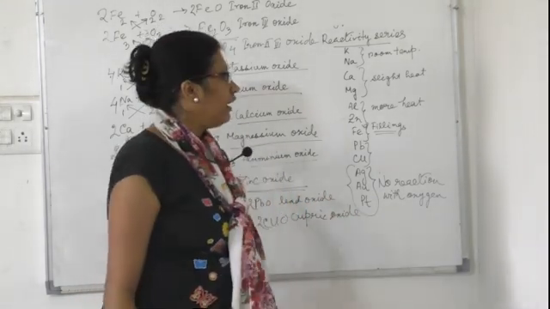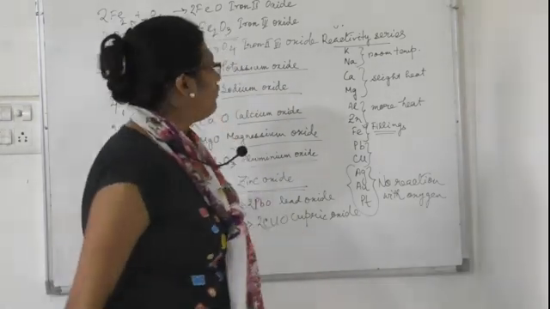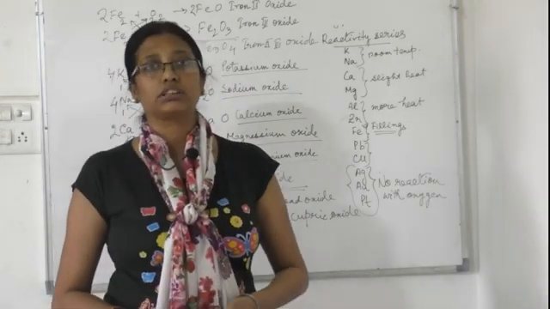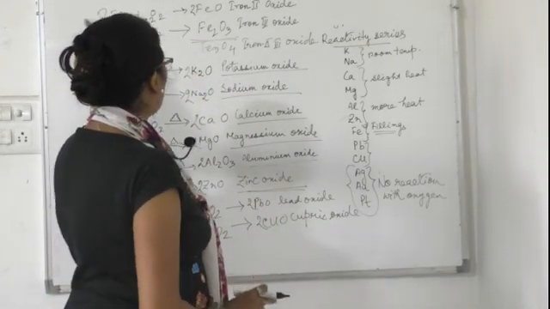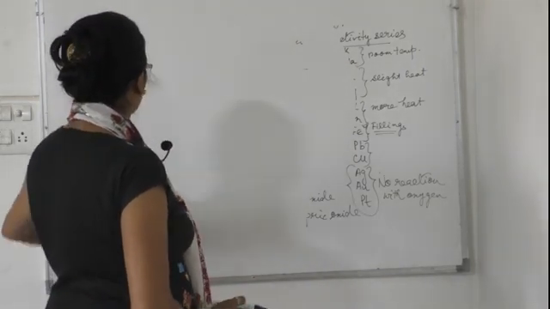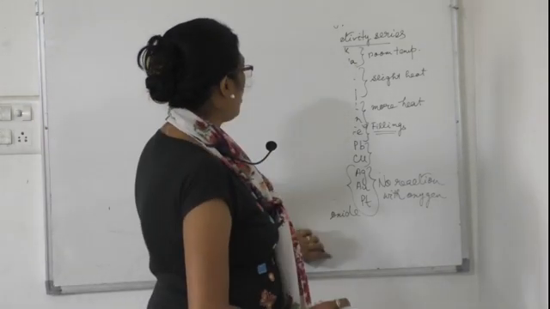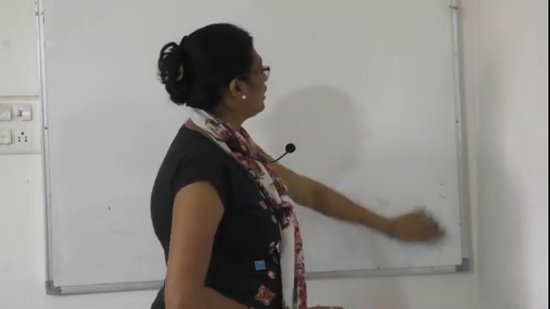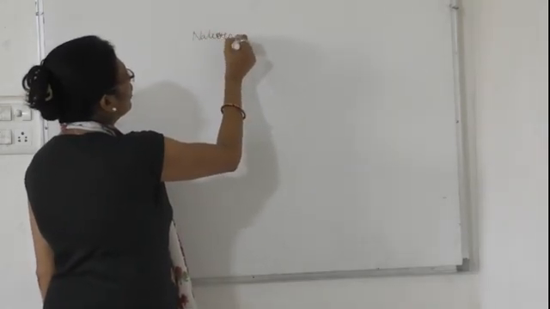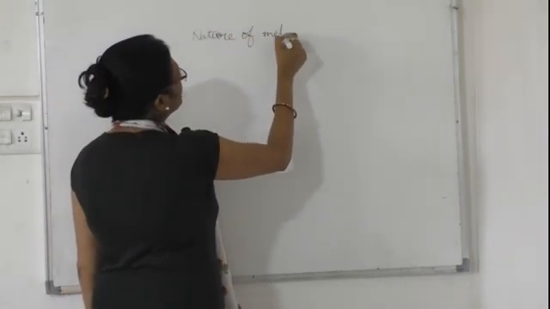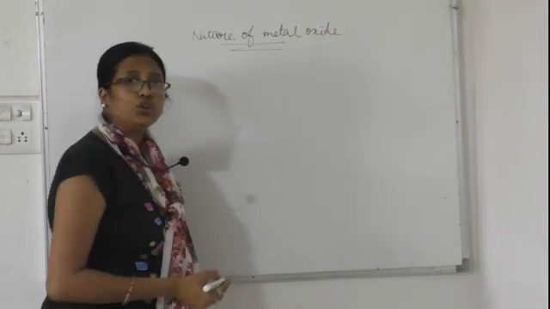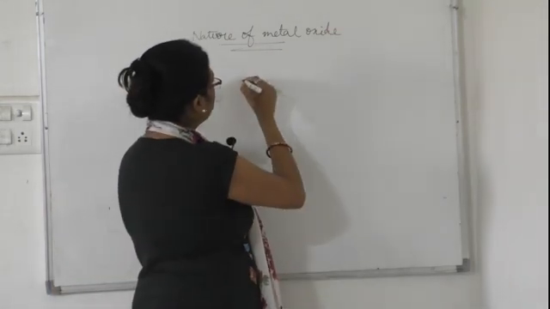Okay. Now we are having oxides. Now we should know the nature of the oxide. What is the nature of metallic oxides? That we should know. And to know that, again we have to do one experiment.